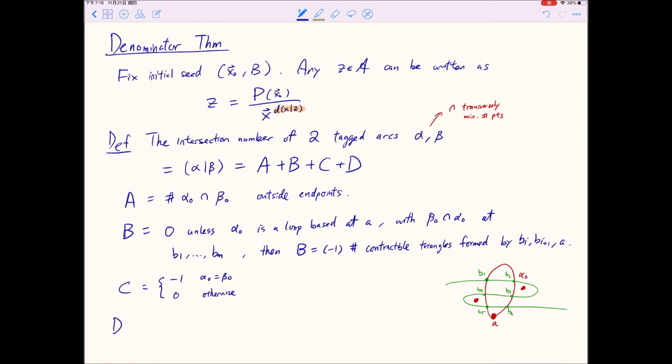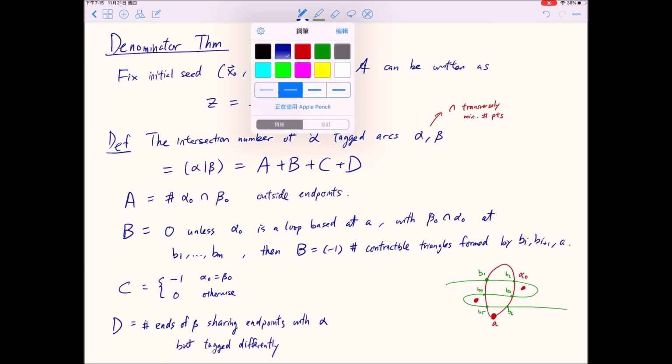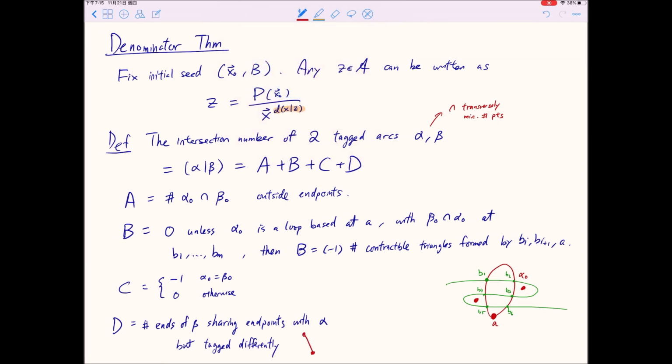And finally, D is the number of ends of beta sharing the endpoint with alpha, but tagged differently. So the standard situation. Here, the number of endpoints sharing the endpoint but tagged differently will be 1, so D is 1 in this case.